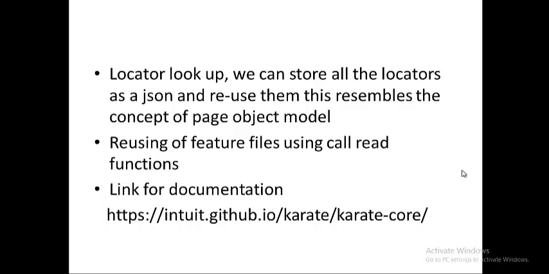But unlike those things, Karate has a little tweak. Karate is expecting us to store all the locators as a JSON. So you can very well use the JSON in your test script, so that whenever there is a change of locator, if you update the JSON, that's fine. That comes and reflects all over your test cases. That is one of the good features that I've come across.